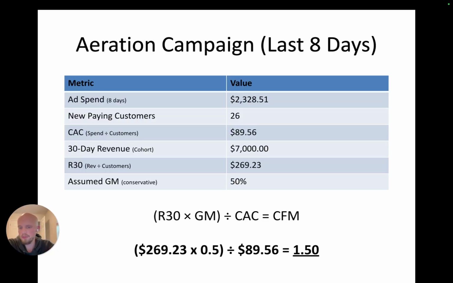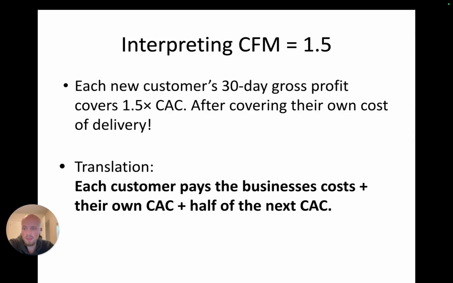So R30, which was about 270 times 50%, or 0.5. Take that, divide it by the customer acquisition cost, and you get CFM, which is the customer financed multiple. So that's 1.5 for us. I would like it to be better, but I'm okay with that for the first basically week-long test.